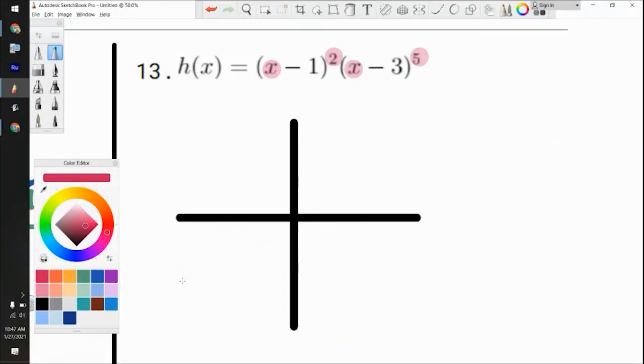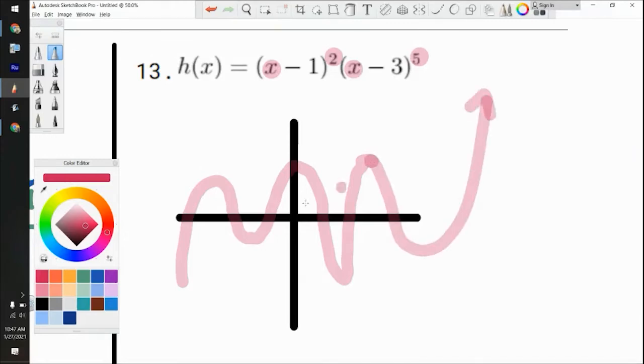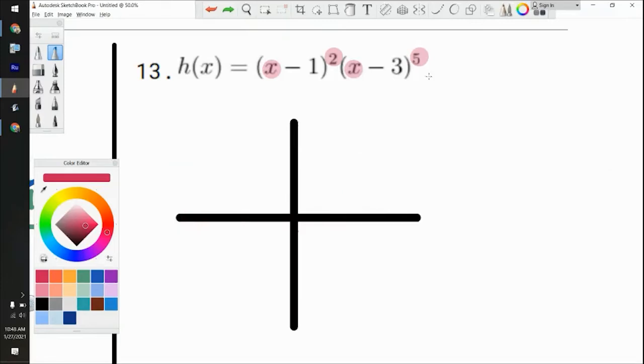So to the 7th means it could have 6 turns. So it's 1, 2, 3, 4, 5, 6. It could look something like this. It could be that many turns, or it could be less. But either way, the main thing we need to see is that it's going up as we go left to right, because there's no negative in front. If there was a negative in front, then we wouldn't be able to do that. But we're going to get rid of this sketch. Ignore this. We're going to go into better detail here.